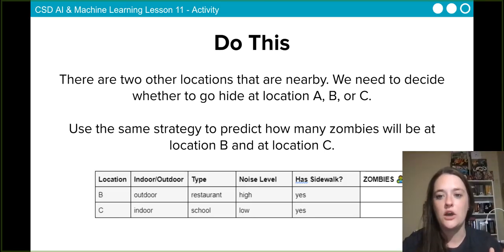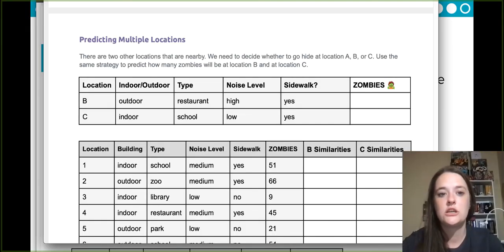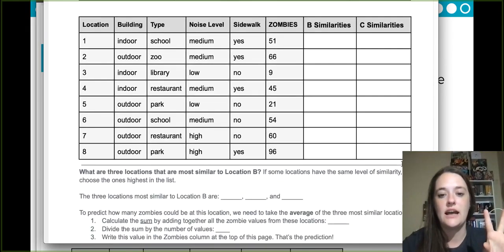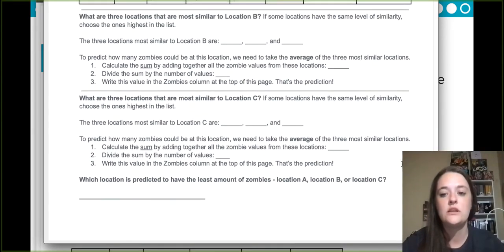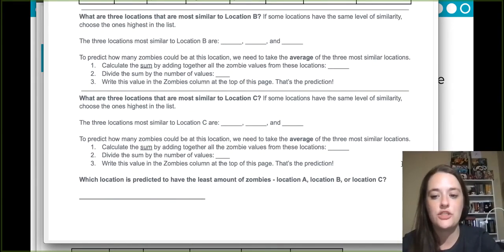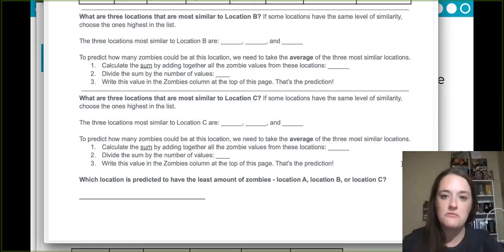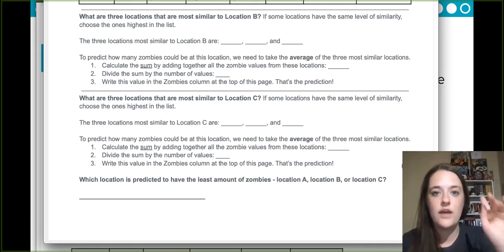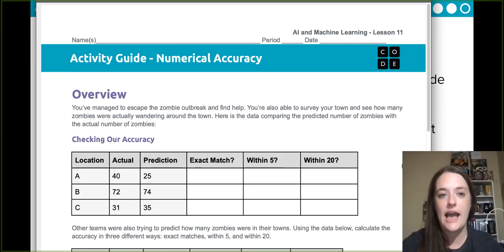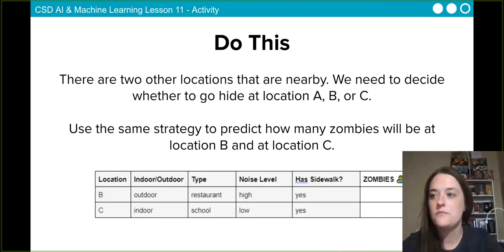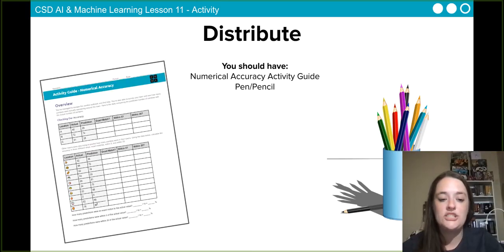So pause the video if you have not finished this activity guide, the zombies activity guide. You've got to finish all the way down to the end of page 3 and come to a conclusion about where we should be hiding at location A, location B, or location C. Okay? Pause the video and finish that if you haven't. The next thing that we need to look at is our numerical accuracy. Okay? So, once you have finished the zombie activity guide, open the numerical accuracy activity guide.